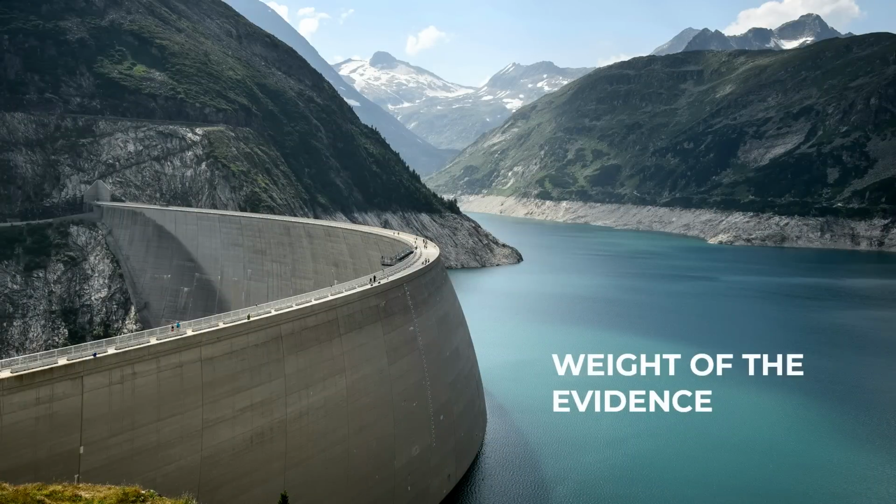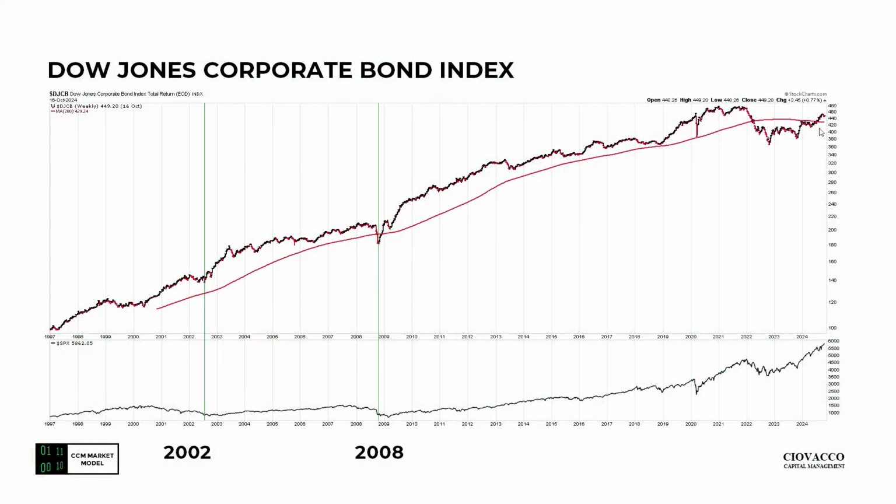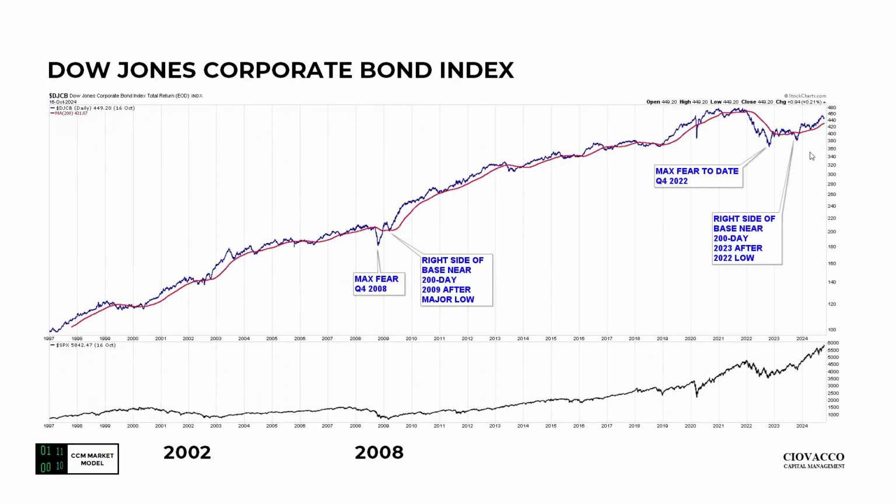Since we're using a weight of the evidence approach, common sense tells us it's very difficult to interpret this in a negative manner when the Dow Jones Corporate Bond Index recaptures the 200-week moving average in red. You can make an argument this point here is similar to this constructive look in 2009 and similar to this constructive look in 2003.